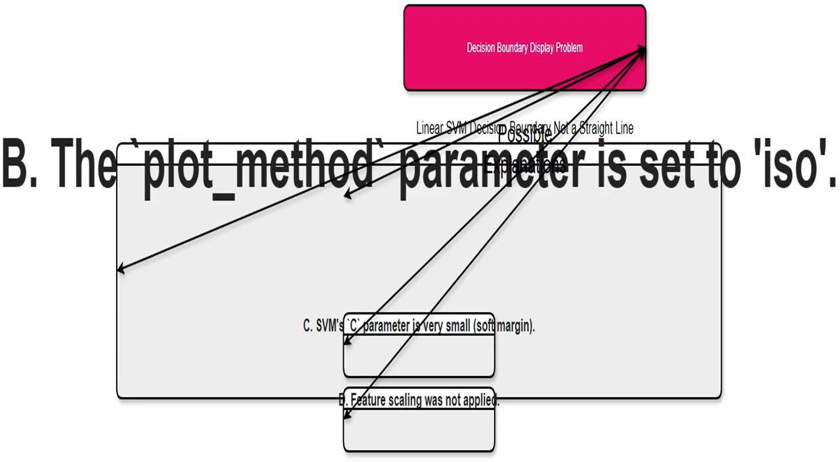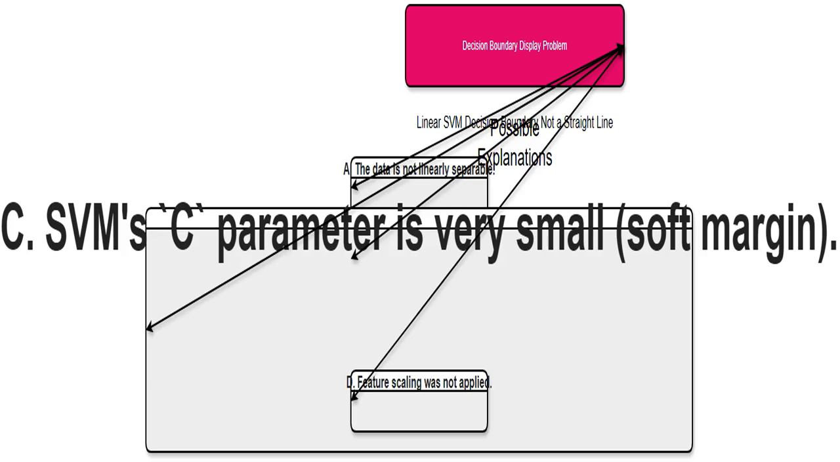It's like drawing contour lines on a hilly landscape. Even if the hill itself is a simple cone, the contour lines will show curves. The "C" parameter in SVM controls the penalty for misclassifications. A small "C" value indicates that we accept some degree of misclassification, creating a soft margin. This means the SVM will create a decision boundary that might not be completely straight, allowing for some data points to be on the wrong side of the boundary.